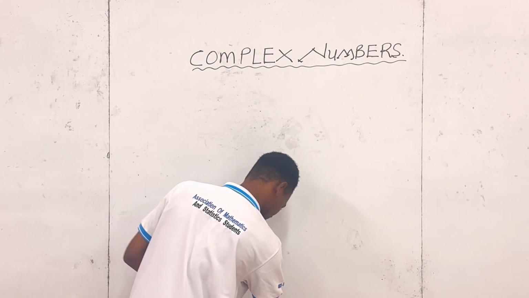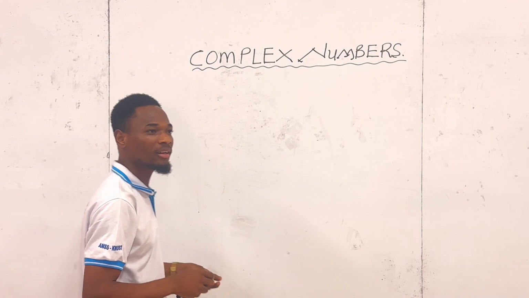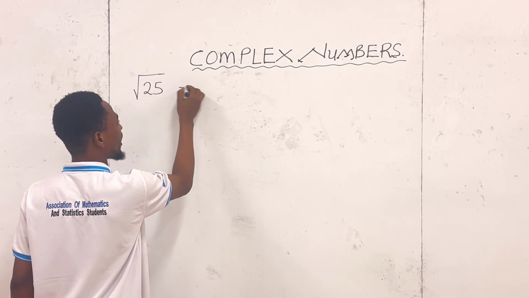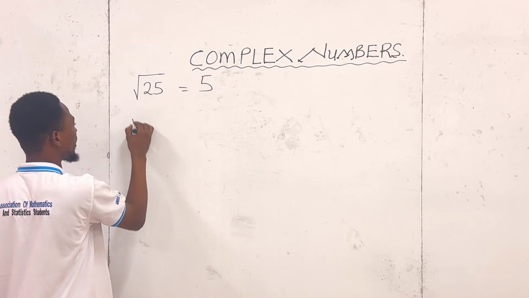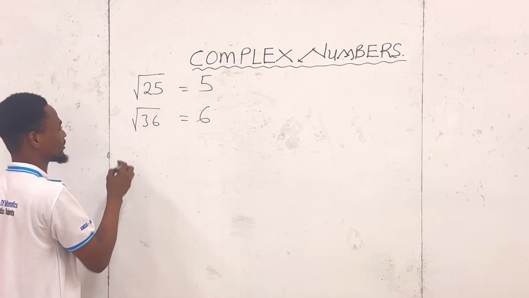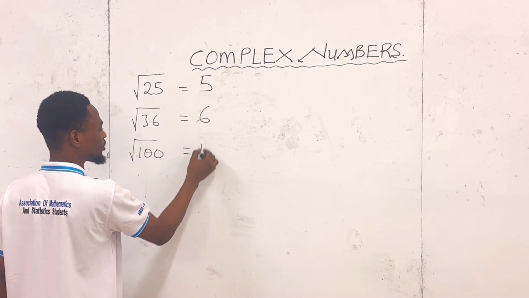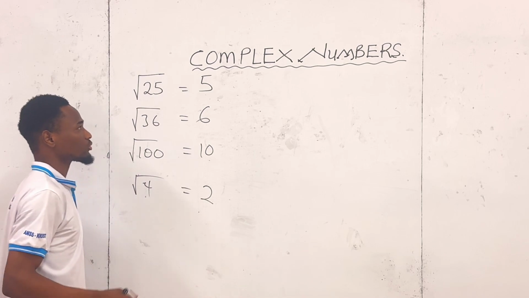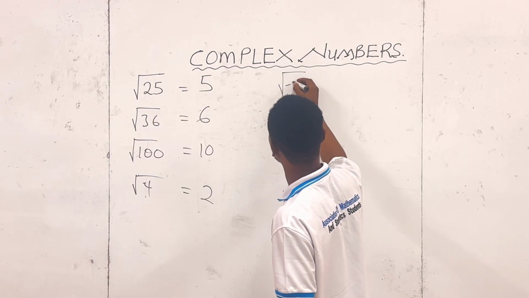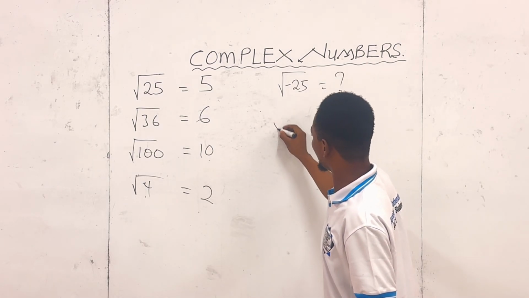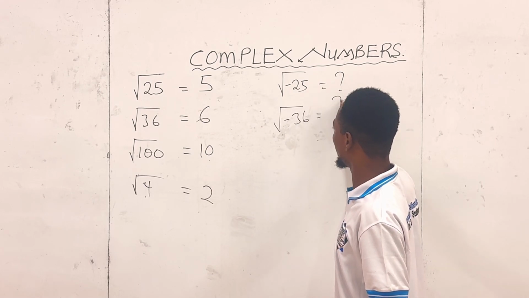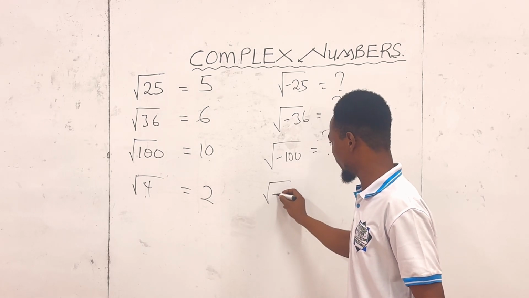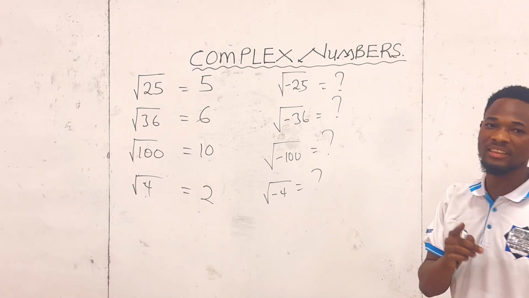So let's say I consider the perfect squares. So if I have the square root of 25, I'll get 5. Square root of 36, I'll get 6. Square root of 100, I'll get 10. Square root of 4, I'll get 2. What about this? Square root of negative 25 gives what? Square root of negative 36 gives what? Square root of negative 100 gives what? Then square root of negative 4 also gives what? That is the business for today.